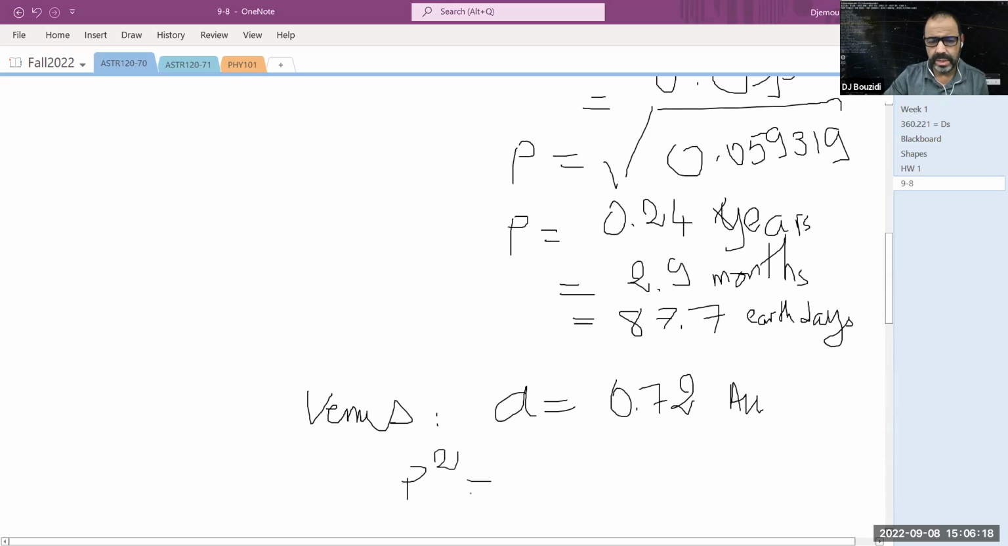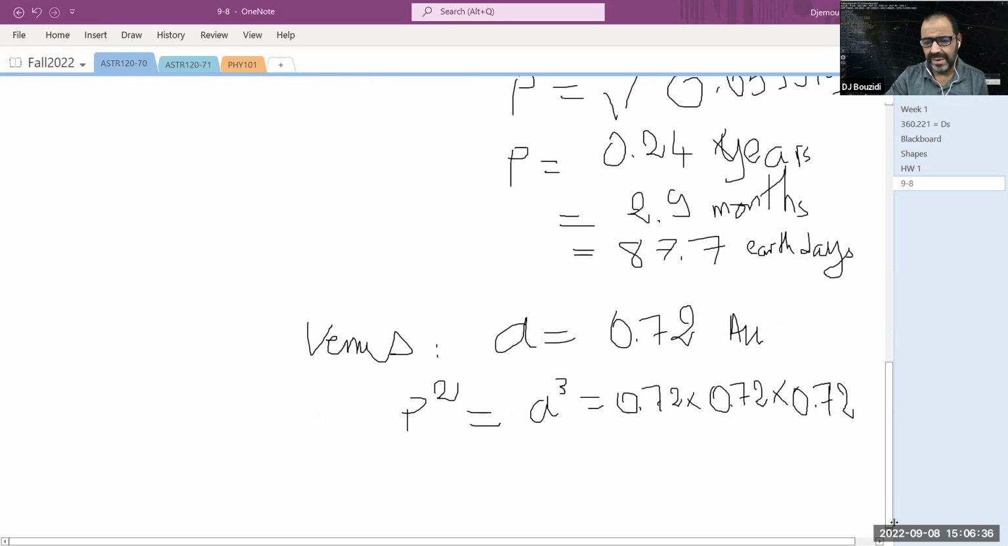P squared is equal to A cubed. And A cubed again is 0.72 times 0.72 times 0.72. Remember, this will give you the square of the year, not exactly the year. Obviously, since A is less than 1, A cubed is going to be less than 1, definitely. So I'm going to do 0.72 times 0.72 in my calculator, and hopefully you are doing the same thing.